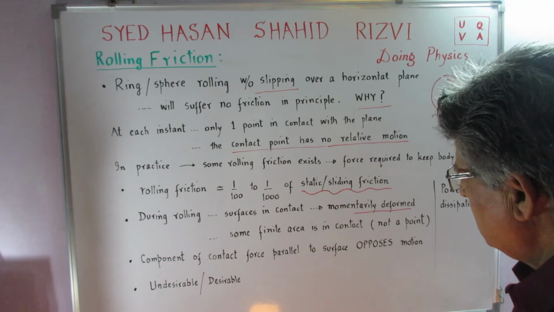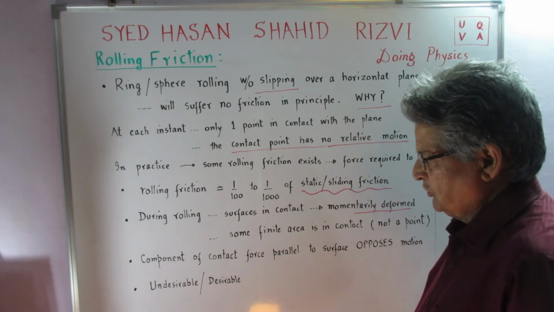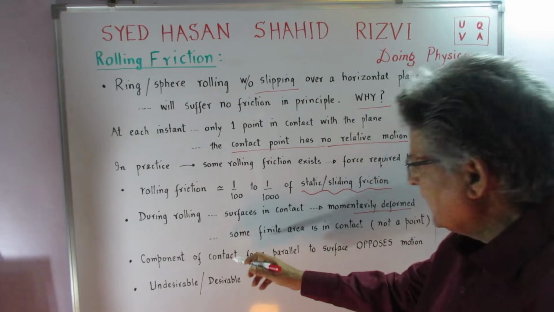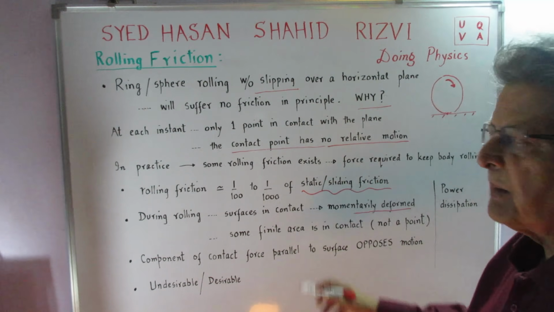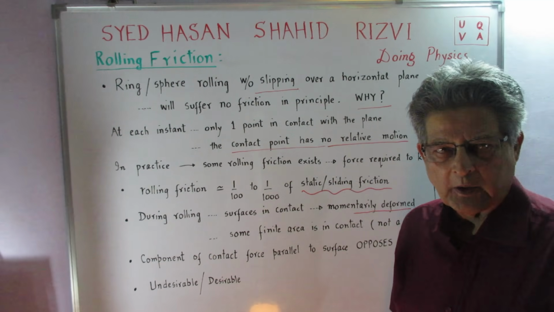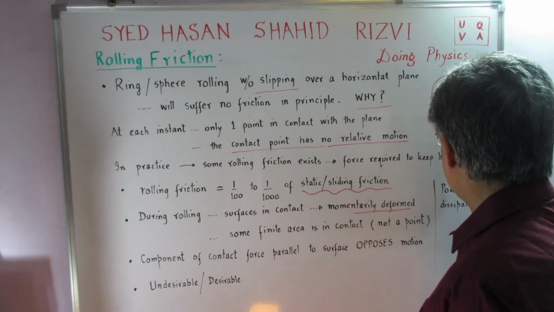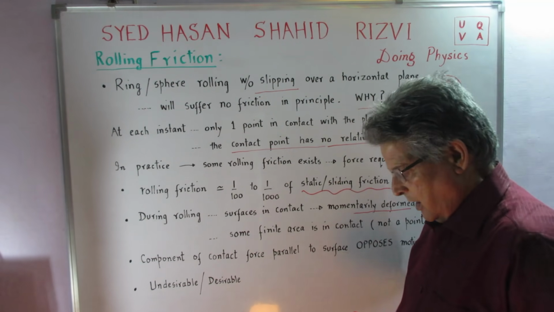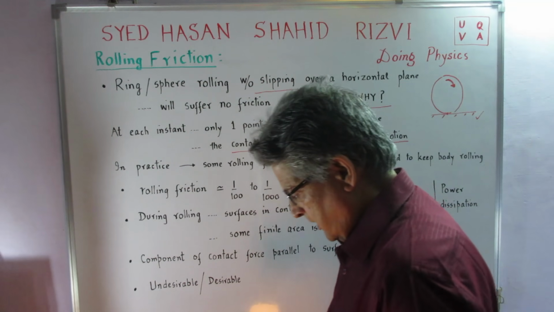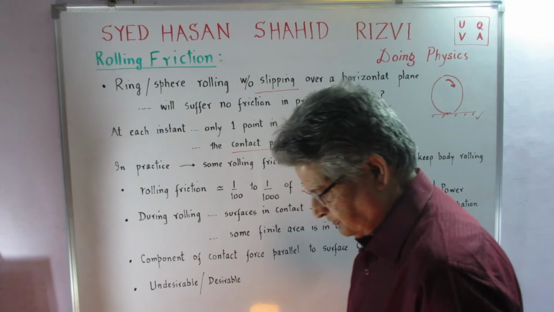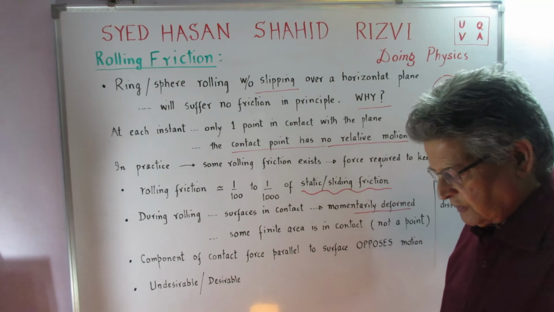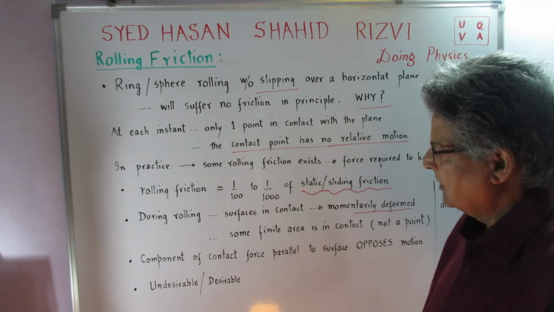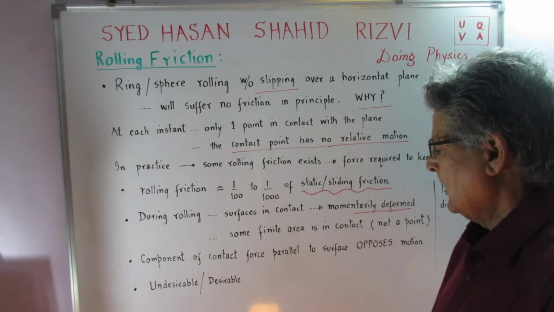Now, the opposing force is provided by the component of the contact force which is parallel to the surface under consideration. Now, the wheel was invented, with rings and spheres and all that kind of bodies in motion with regard to that.